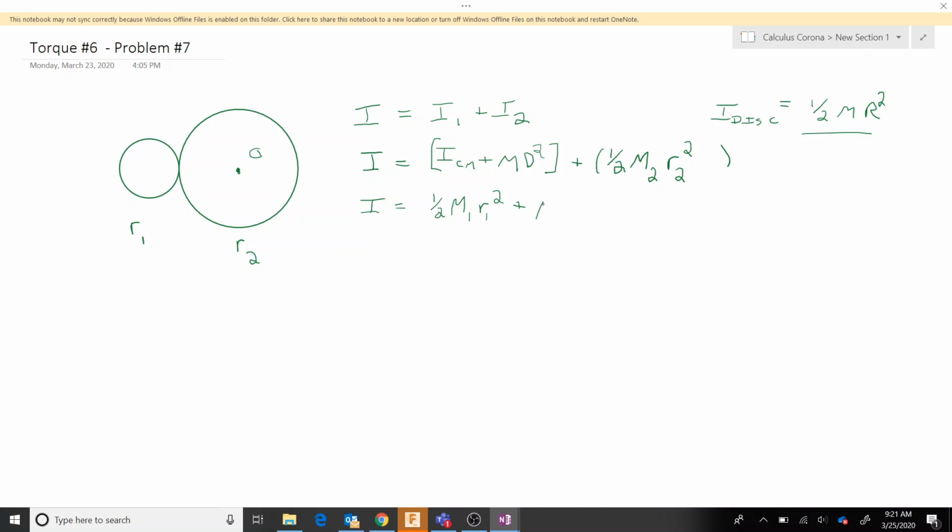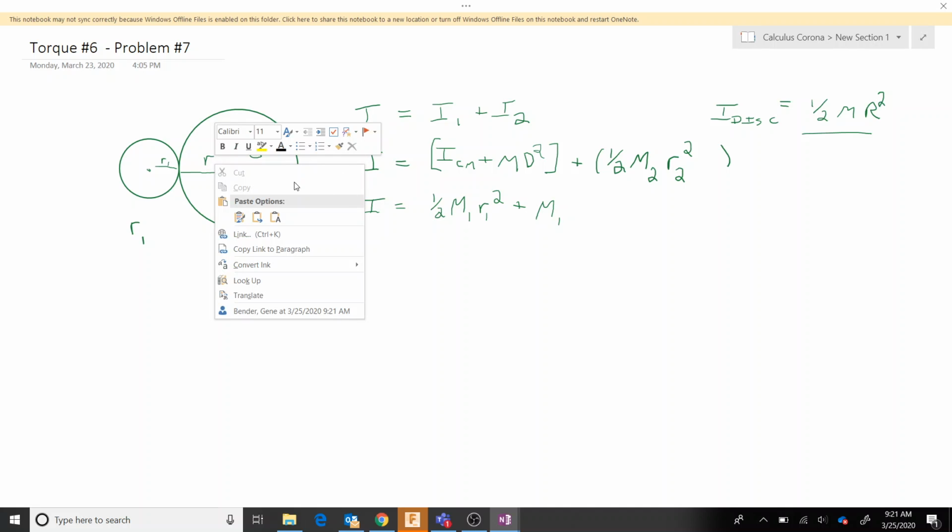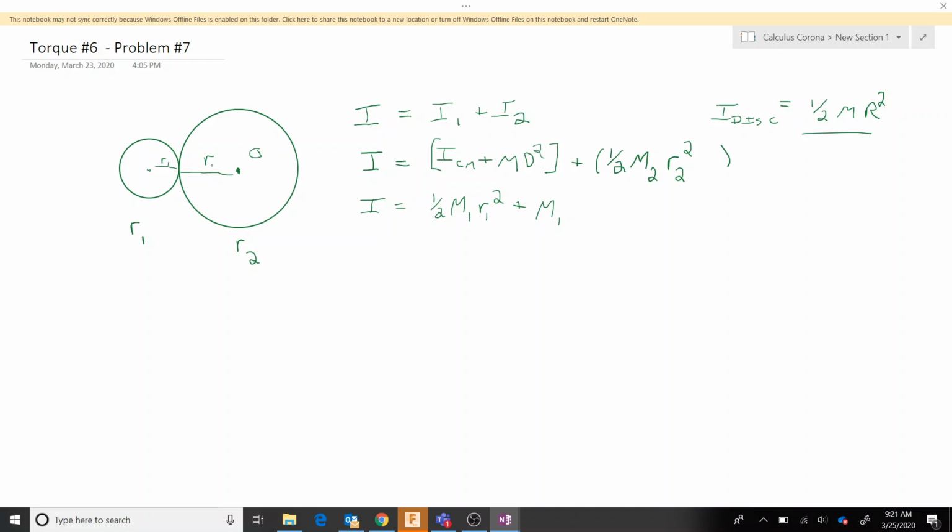The additional term is still going to be mass 1, but the distance is the distance between the two centers. That would be an R1 plus an R2. So this is going to be mass 1 times R1 plus R2, squared. And that is going to be the moment of inertia of disk 1 around axis O.